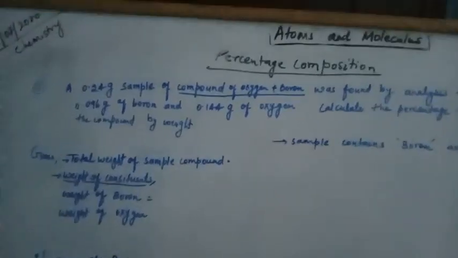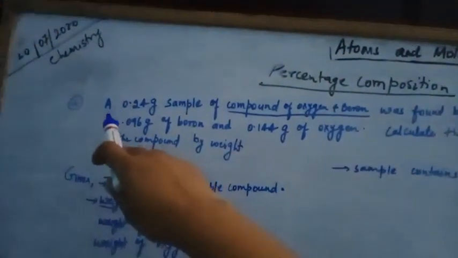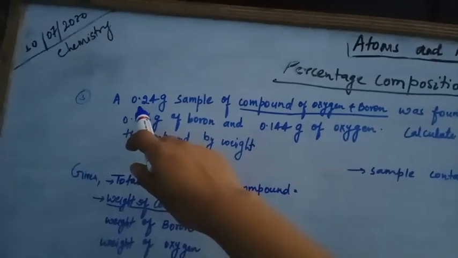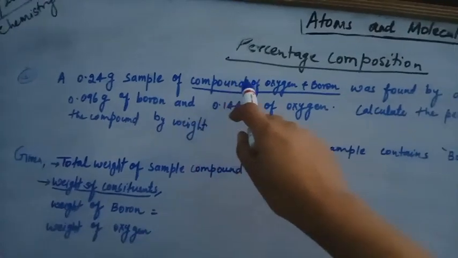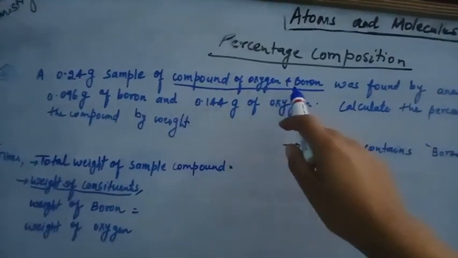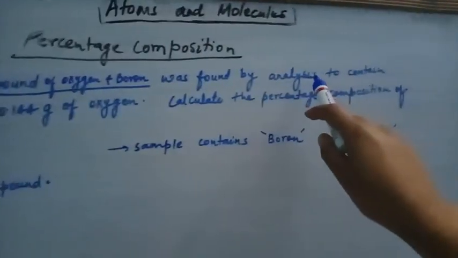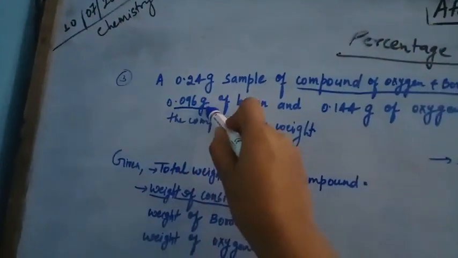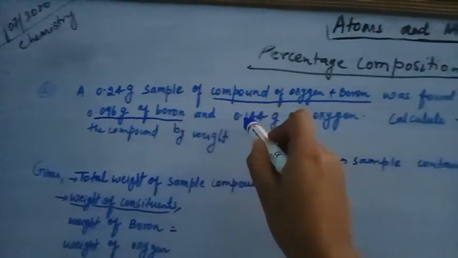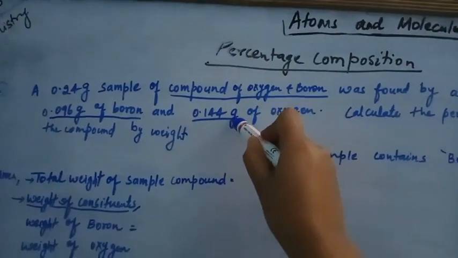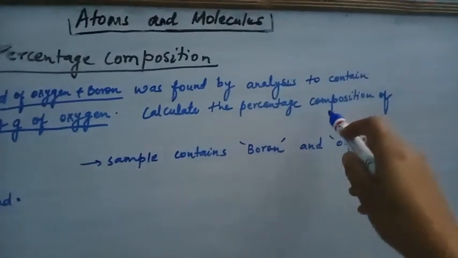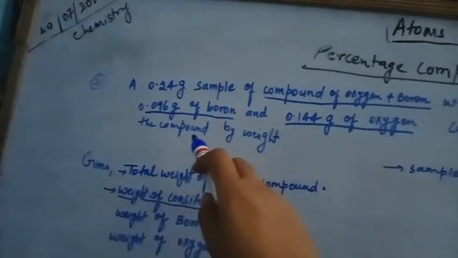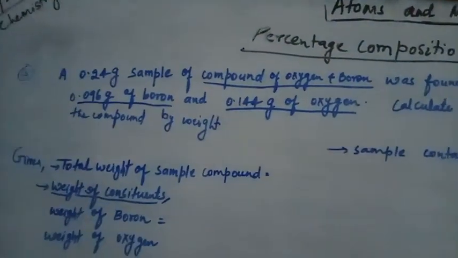We'll see one more question. The question is, a 0.24 gram sample of a compound of oxygen and boron was found by analysis to contain 0.096 gram of boron and 0.144 gram of oxygen. Calculate the percentage composition of the compound by weight.